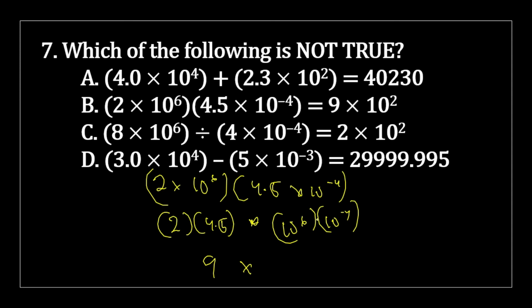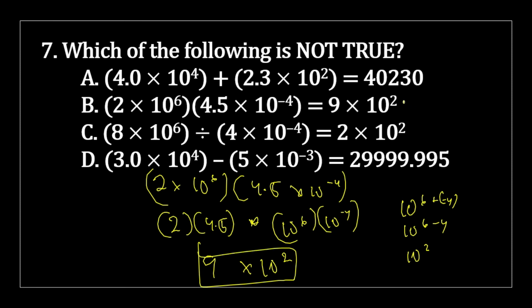So this is 9, multiplied by 10 raised to, if we multiply, we add the exponents. So we have 10 raised to 6 plus negative 4. So that would be 10 raised to 6 minus 4, and that is 10 raised to 2. This is the answer. So this is also correct. Okay.